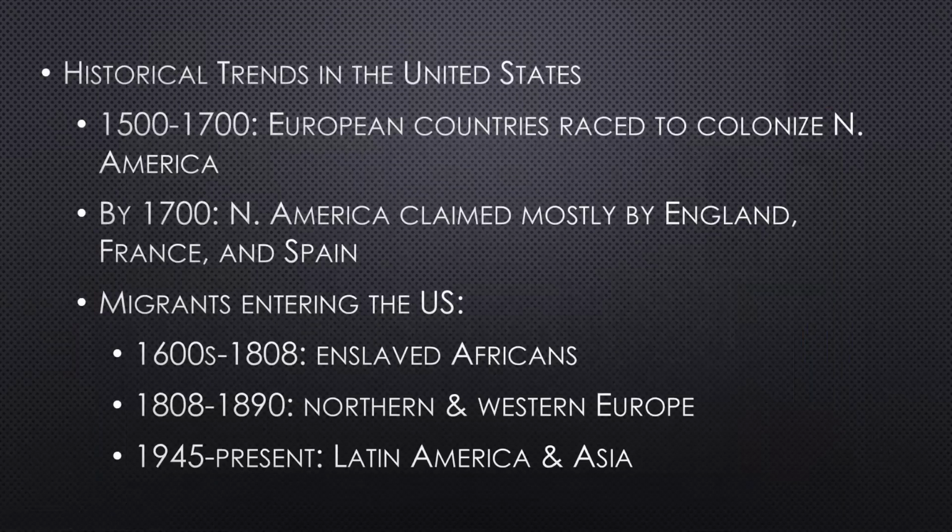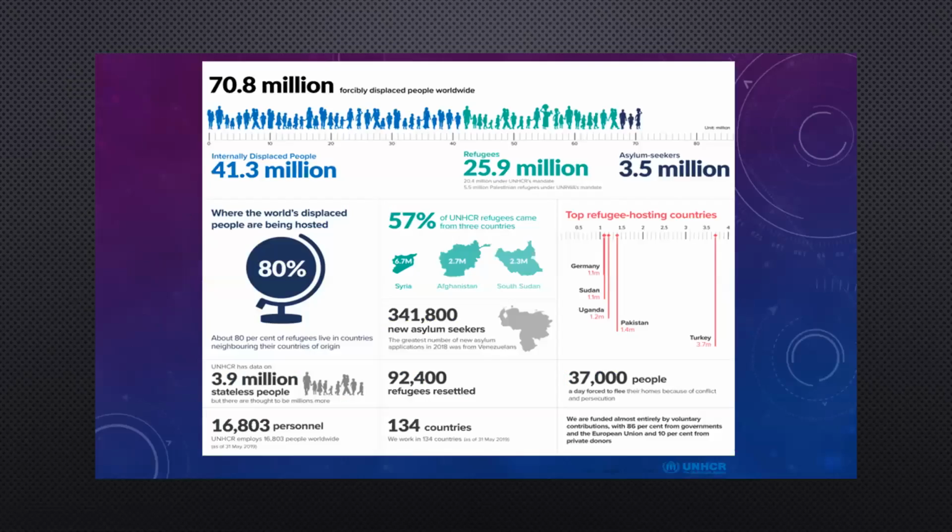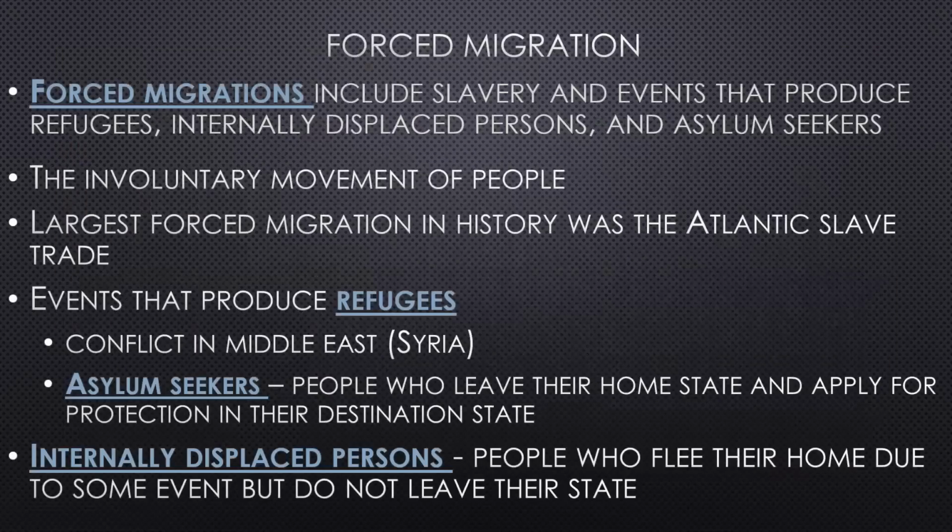And this goes back, we can see in comparison with historical trends of migration in the United States. Today, it's Latin America and Asia. Before it was Northern and Western Europe, maybe hence why a lot of people say they're Irish in the United States. For Europe, it's kind of changed. Flows have changed, so people are now coming to Europe. They're not leaving anymore, and mainly that's from the Middle East, South Asia, and West Africa. So yeah, forced migration.